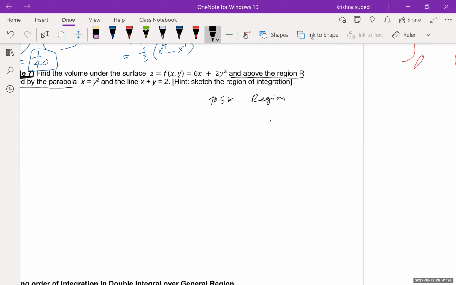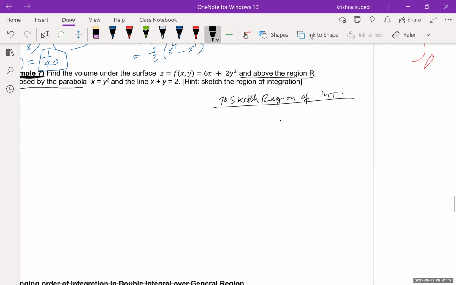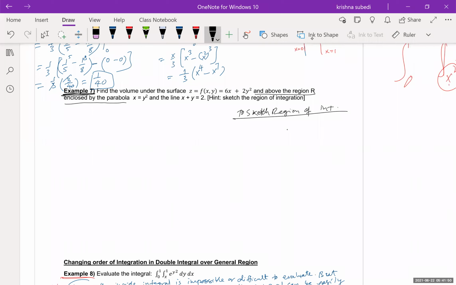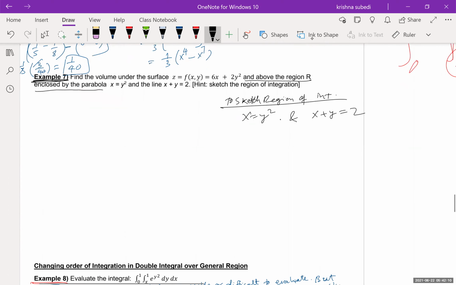To sketch the region of integration, what is given is the region R enclosed by the parabola x equals y squared and x plus y equals 2. So these are the two curves given. They describe the region of integration. So all we need to do is draw these two graphs.